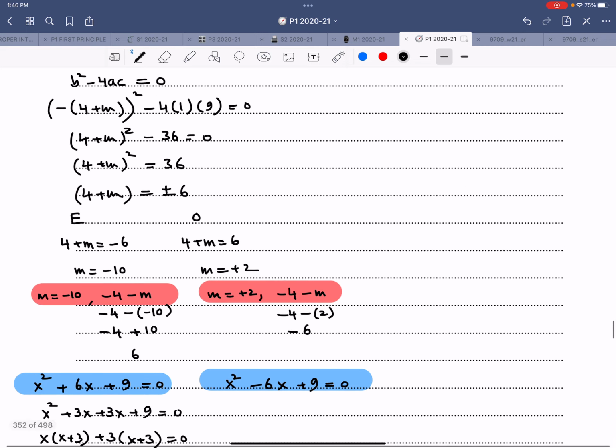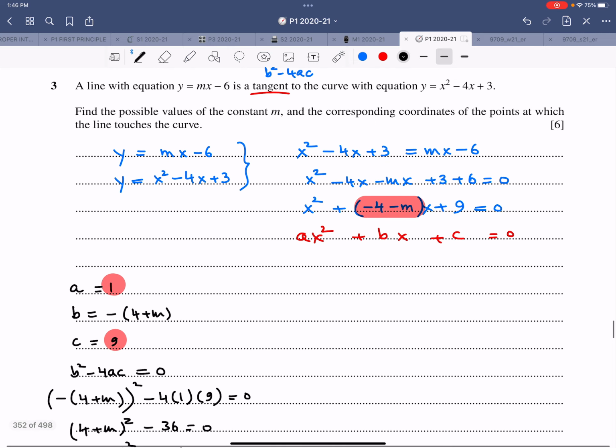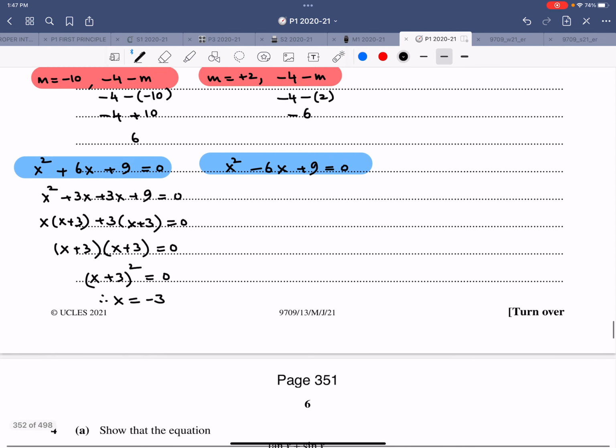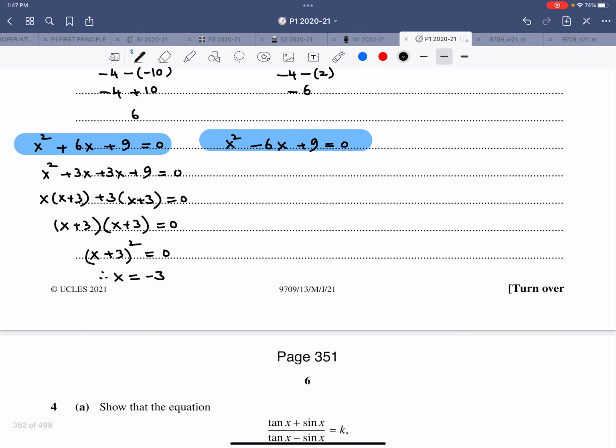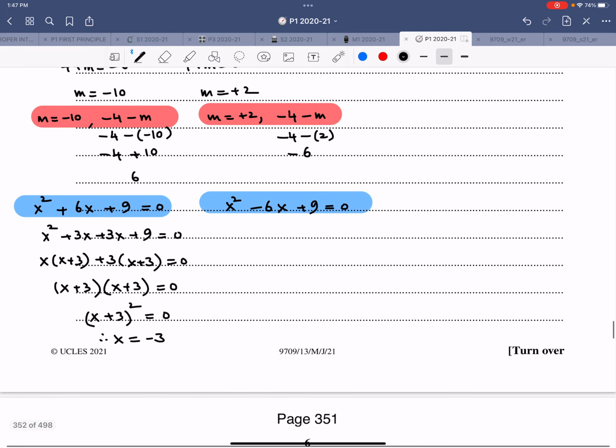We are solving for what? We have found the possible values, corresponding coordinates at which the line touches the curve. This is the x value. And what will be the y value? That we need to calculate. Wait a minute. Hold for a second.